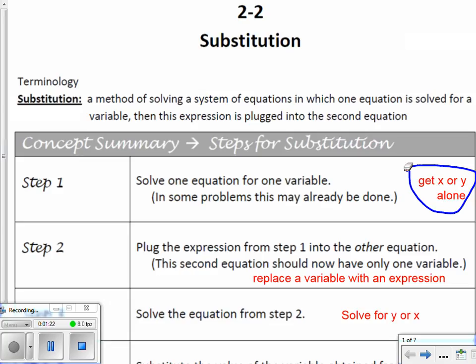Okay, step two then is to plug the expression from step one into the other equation. So if I said, again, I have two equations in my system, one of them where y equals 3x plus 8. Then in the other equation, everywhere I see y, I just plug in 3x plus 8. Okay, I've literally just replaced that whole variable with an expression. Okay, so again, step two can boil down to replace a variable with an expression. And again, it's whatever variable you solved for or got alone in step one.